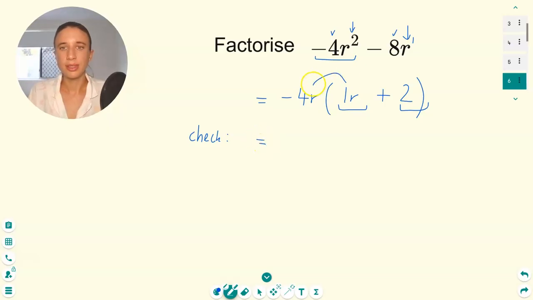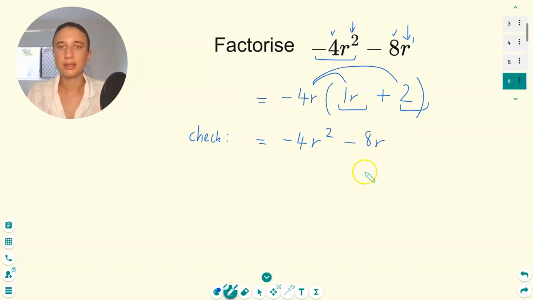So, crab claw when there's one pair of brackets. Negative 4r times 1r: negative 4 times 1 is negative 4. r times r, r squared. And then we've got the other crab claw. Negative 4 times 2 is negative 8. r times 1 is r. So we ended up with what we started with. This is expanded form. This is factored form. Factorized form is when you want to put it into a pair of brackets or 2 pairs of brackets.